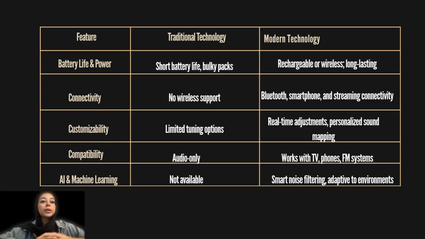Now let's go to battery life and power. Old devices used big batteries and didn't last long, while modern devices use rechargeable or wireless batteries that last longer and are easier to use. Then connectivity. Traditional devices couldn't connect to other gadgets, while modern devices can now connect with Bluetooth, smartphones, and even stream audio, making life easier.